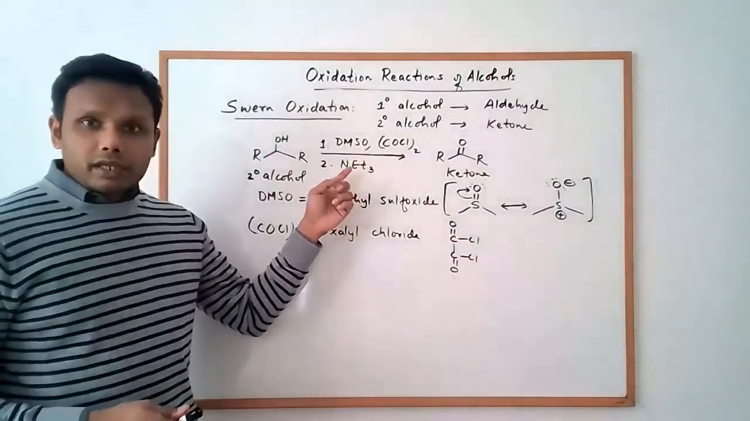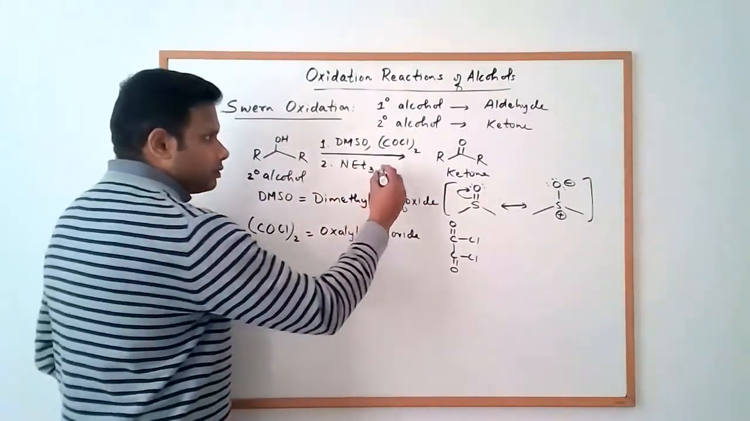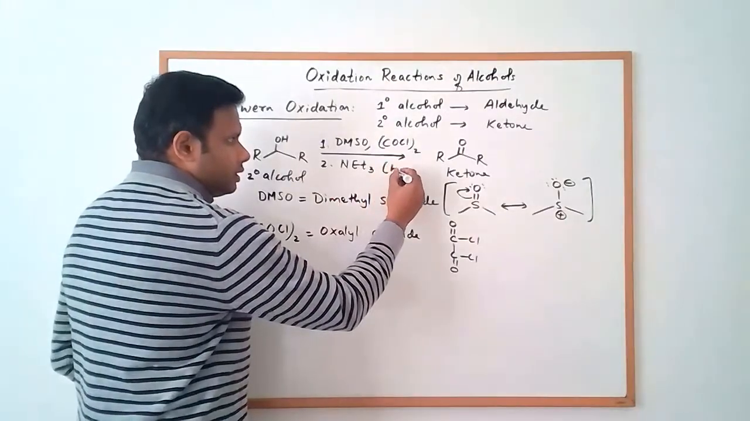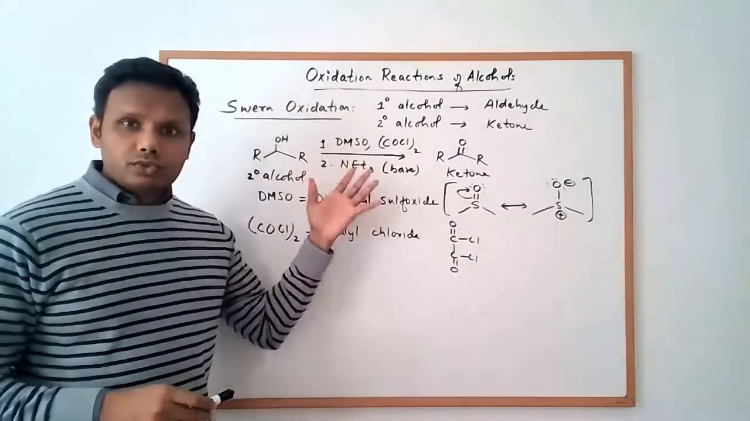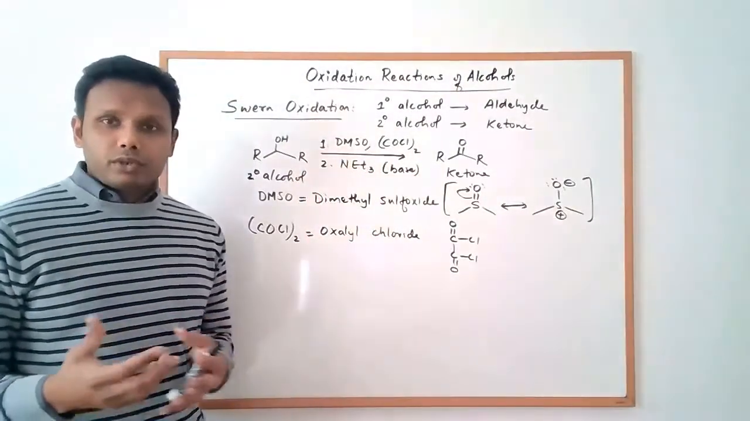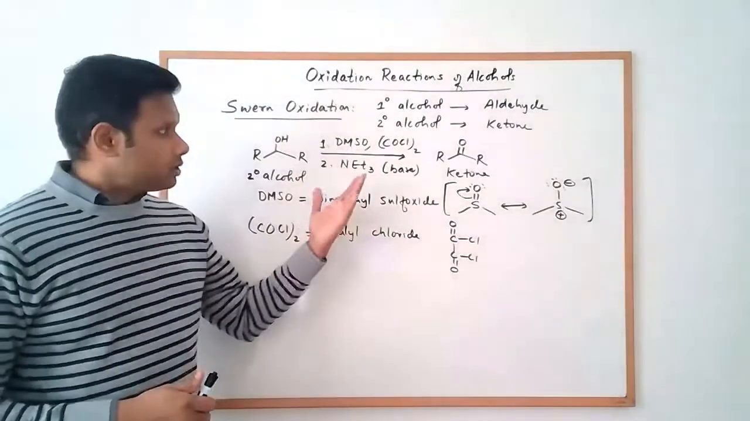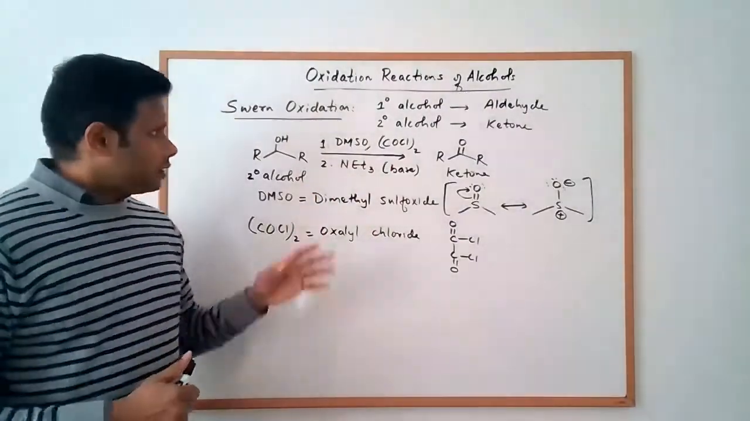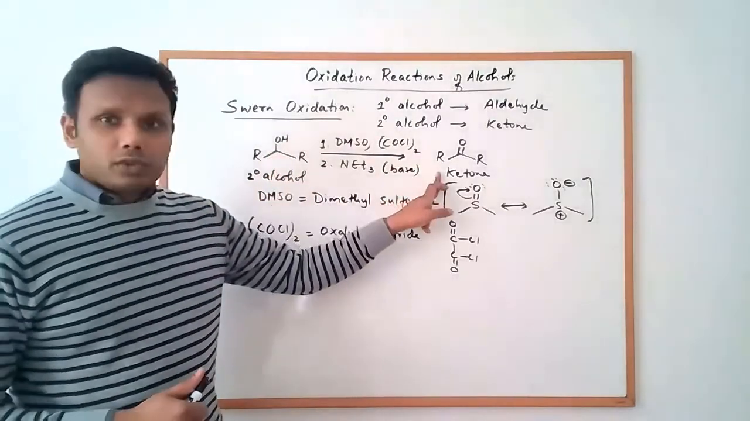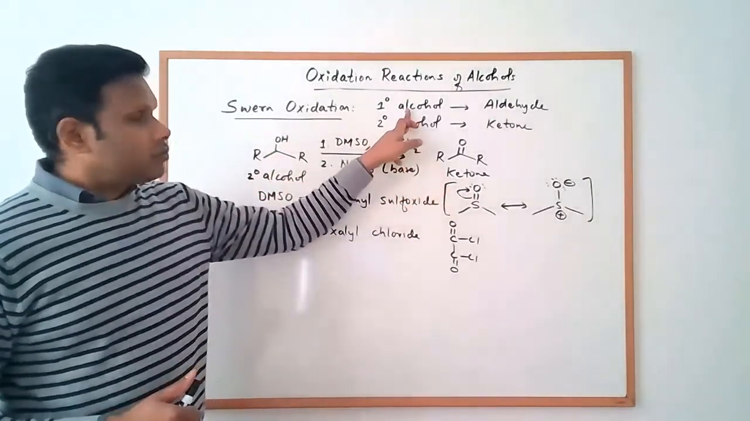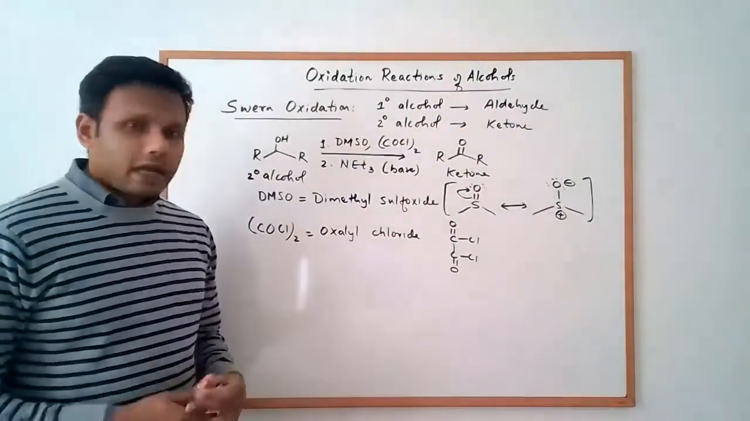In the second step, that intermediate is treated with a base, triethylamine. Triethylamine behaves as a base, but it's a very specific base that's used for this reaction. You cannot put something like sodium hydroxide in this system. This is an organic base, triethylamine, that's used. When you do this, secondary alcohols are converted into ketones. If you're working with a primary alcohol, that would be converted into the corresponding aldehyde.